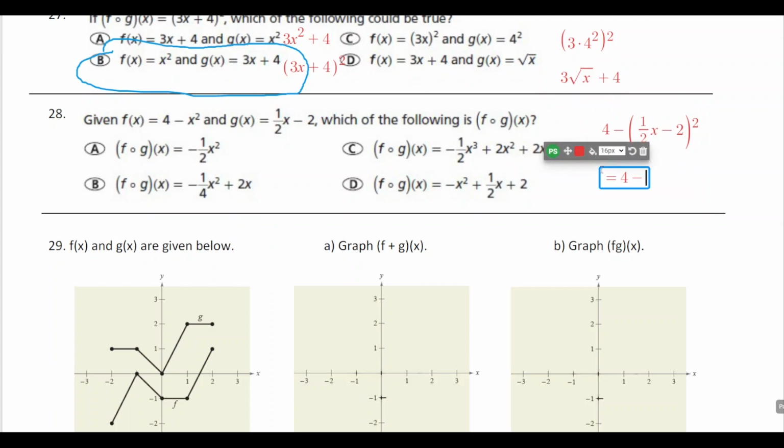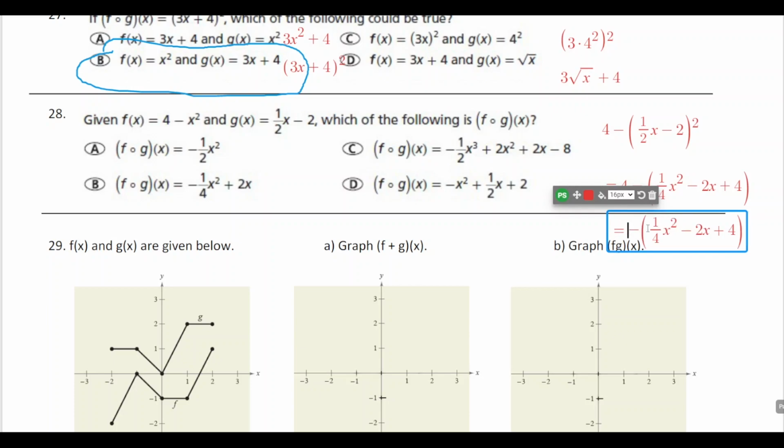So the 4 I'm just going to leave alone for now, the 4 minus. And then if I square this, that'd be 1/4 x squared. And then minus, we have, well, minus x would be minus 2x. And then plus 4. So if I do the 4 minus, I'm going to end up with negative 1/4 x squared plus 2x, and then 4 minus 4 is 0. So that's just this. Looks like our answer is going to be B.